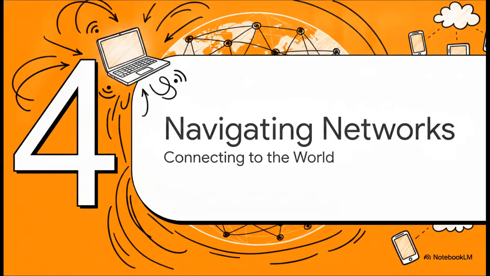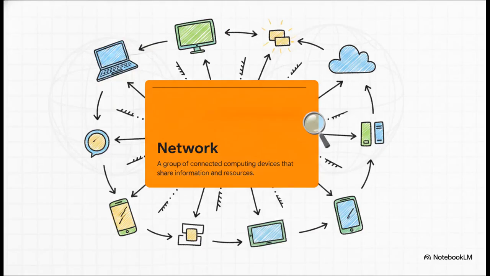Section 4. Navigating networks and the internet. Let's see how we connect to the world. How does information actually move? Well, it starts with a network. And a network is just a group of connected computing devices that share information and resources. Whether we're talking about two computers in the same room sharing a printer, or millions of devices worldwide, the core concept is literally the exact same. They're linked together to communicate.